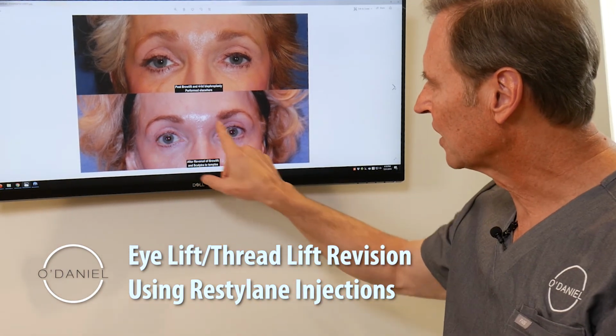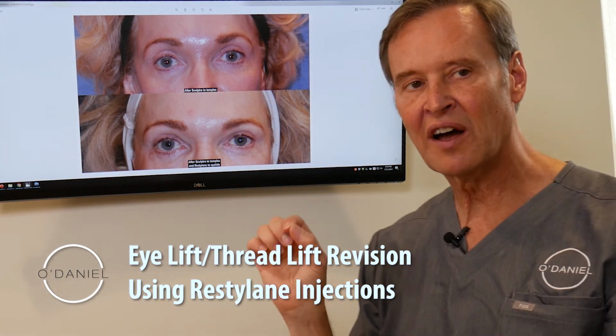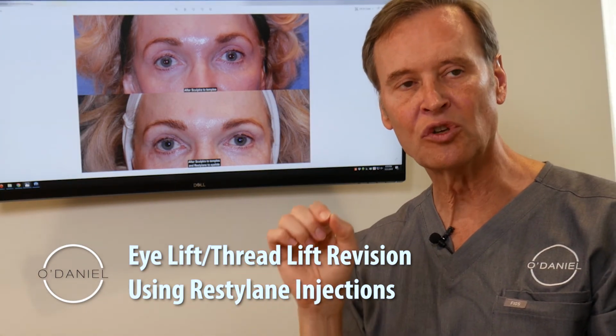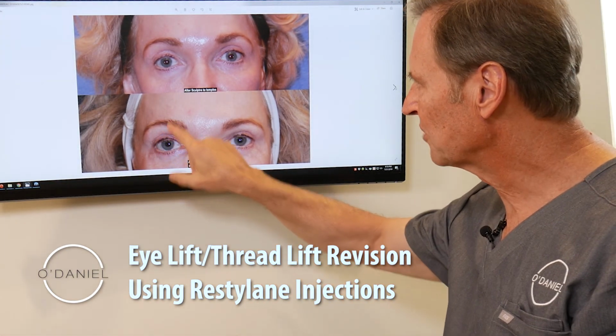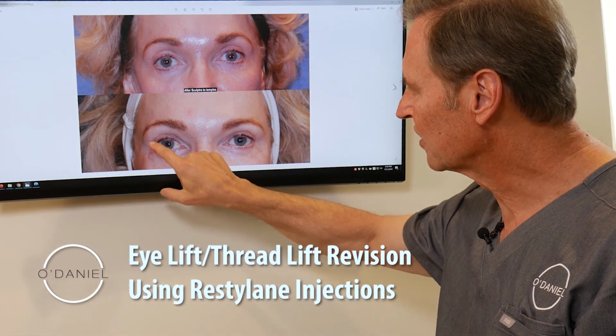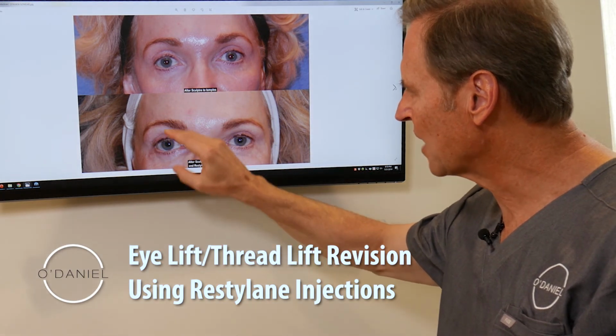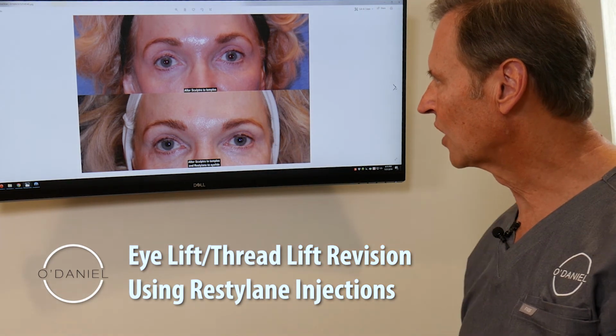This hollowing we were able to take care of with injections of hyaluronic acid. In this case, we used Restylane. We used it on a cannula, injecting it between the space between the brow and the eyelids, filling in this hollowing, which brings the eyebrow down, giving a much prettier shape to her eyes.